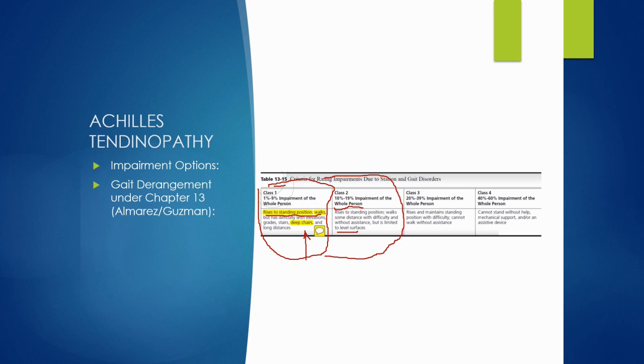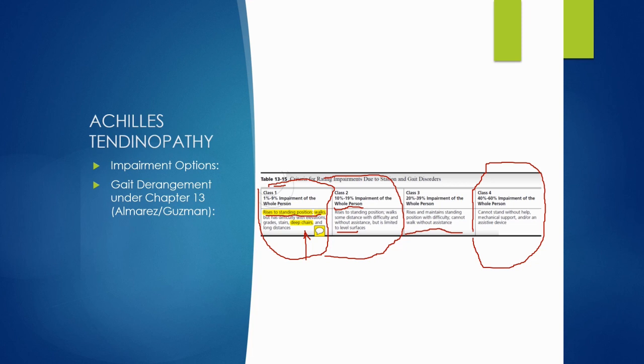And then also we have the Class 3 impairments, which describe an examinee who rises and maintains a standing position with difficulty, but cannot walk without assistance, such as perhaps through an ankle-foot orthosis, or perhaps without a cane or a crutch. And then finally, the Class 4 impairment, which generally will not apply to Achilles tendinopathy cases. These are examinees who cannot stand without help, without mechanical support, and or without an assistive device.